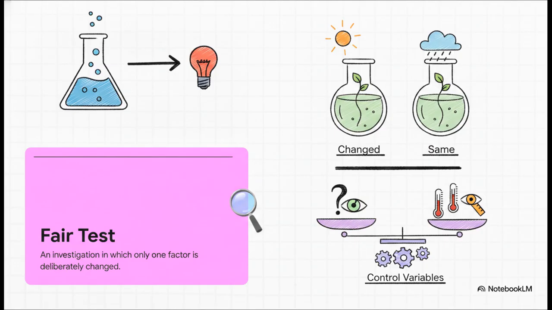You can think of a fair test kind of like the golden rule of science. It's basically an investigation where only one factor, the independent variable, is deliberately changed by you, the scientist. Meanwhile, you're measuring or observing the dependent variable. But here's the secret to making it totally fair. Every single other factor, those are our control variables, must be kept exactly the same. By keeping everything else identical, we know for absolute certain that any changes we're seeing are caused by that one thing we chose to alter.